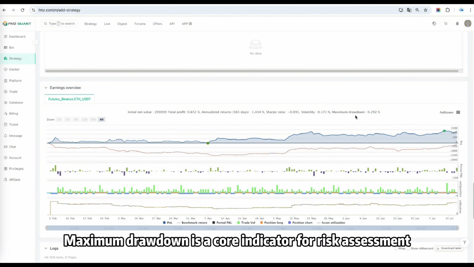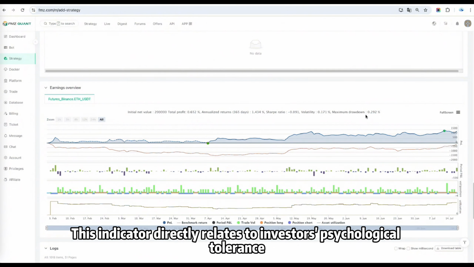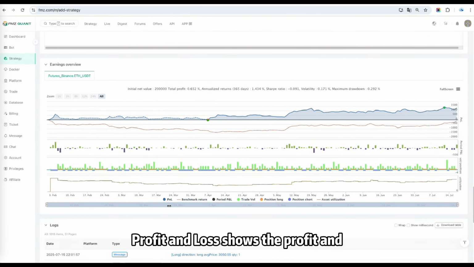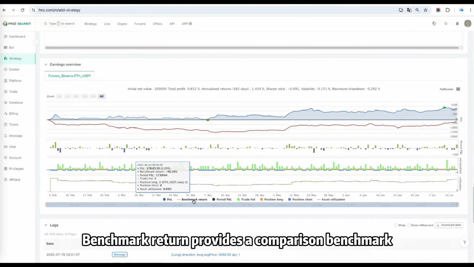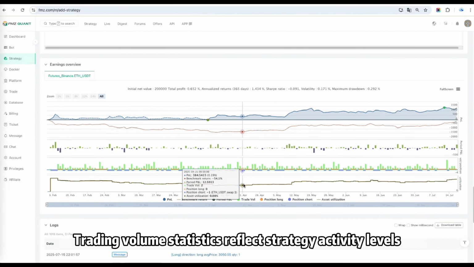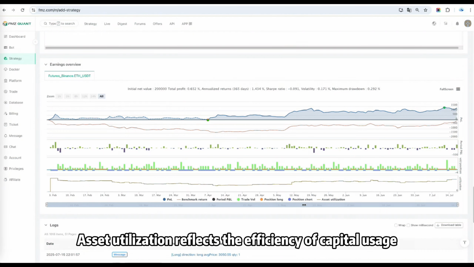Maximum drawdown is a core indicator for risk assessment, showing the maximum capital loss percentage the strategy suffered during historical backtesting. This indicator directly relates to investors' psychological tolerance. Profit overview also includes more detailed analysis dimensions. Profit and loss shows the profit and loss status of current open positions. Benchmark return provides a comparison benchmark. Period profit and loss statistics show return distribution by time periods. Trading volume statistics reflect strategy activity levels. Long and short position ratio shows the strategy's directional bias. Asset utilization reflects the efficiency of capital usage.